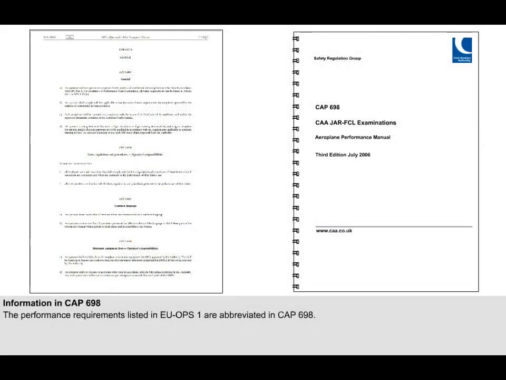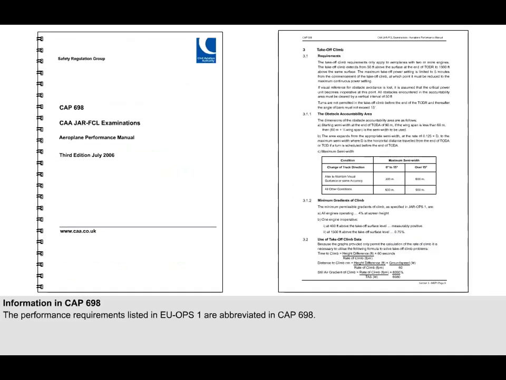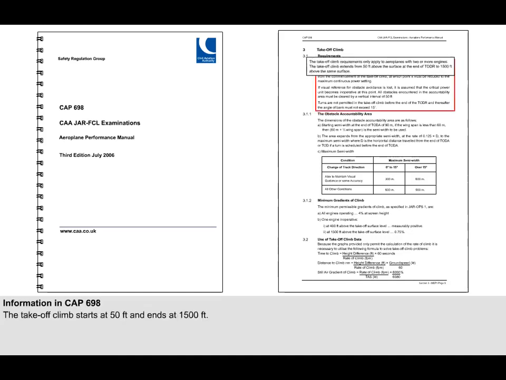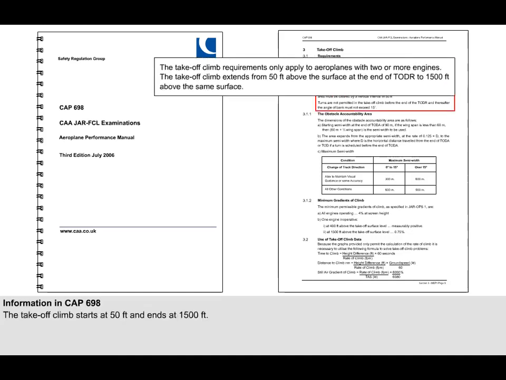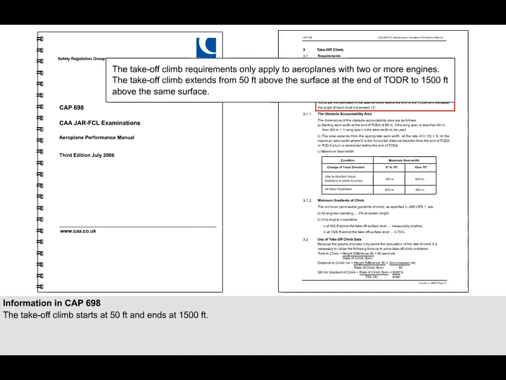We mentioned at the beginning of the lesson that obstacle clearance requirements and climb gradient requirements are published in EU OPS 1, and that abbreviated versions of these requirements can be found in CAP 698. We have already discussed these requirements, but we will mention them again as we read through CAP 698. These requirements are on page 9 of section 3 in CAP 698.